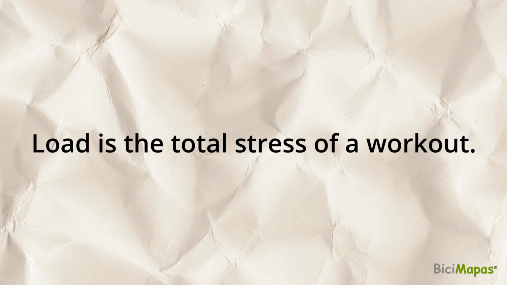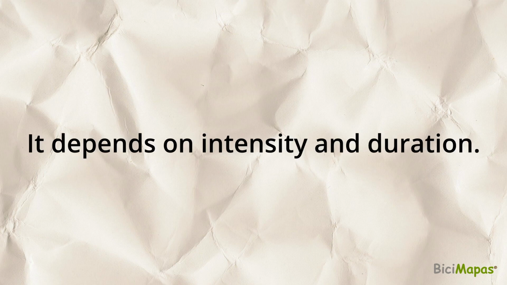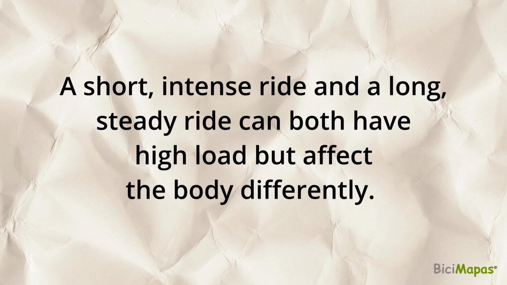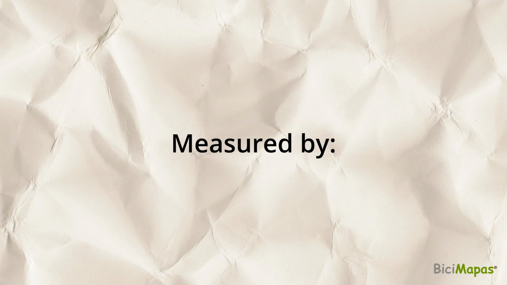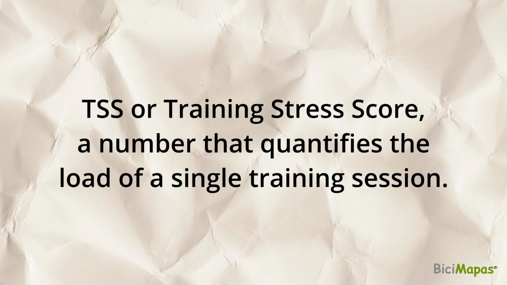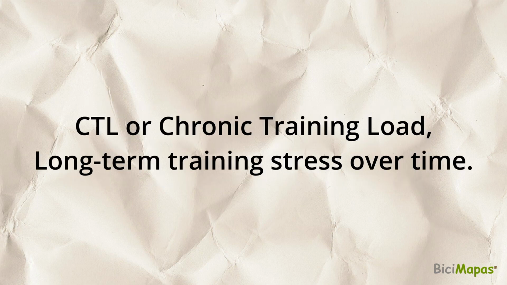Load. Load is the total stress of a workout. It depends on intensity and duration. A short, intense ride and a long, steady ride can both have high load but affect the body differently. Measured by TSS, or training stress score, a number that quantifies the load of a single training session. CTL, or chronic training load, long-term training stress over time.